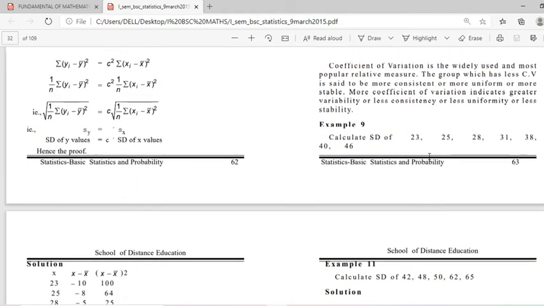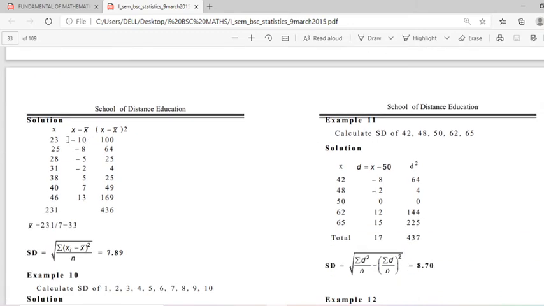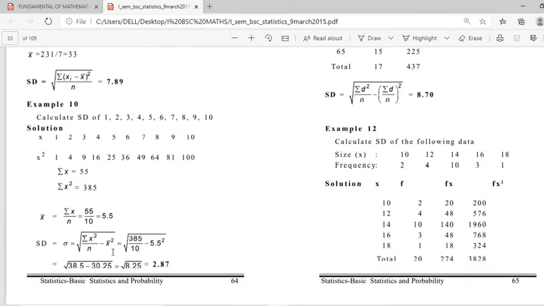So we will consider some examples. Calculate the standard deviation of 23, 25, 28, 31, 38, 40 and 46. You can find the mean x bar first, that is 231 by 7, because the total is 231. Then the xi minus x bar column, and the xi minus x bar square column. The total of that column is 436. So this formula can be applied: the standard deviation is root of summation xi minus x bar square by n, so root of 436 by 7, that is 7.89.